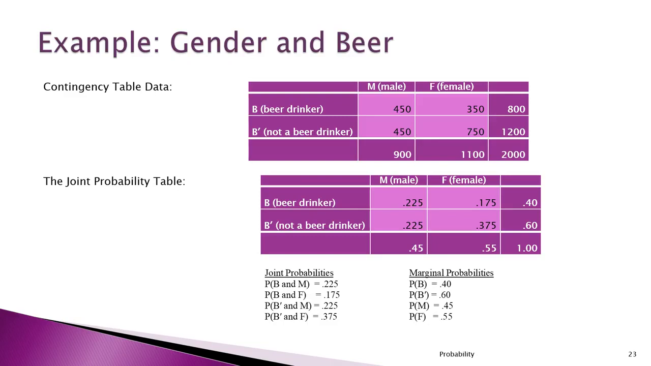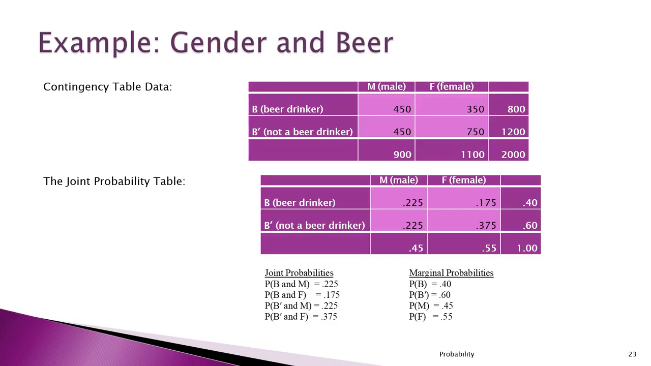We turn this into a joint probability table by dividing through by 2,000. There's 2,000 in the sample. And you see all the joint probabilities, they're all given. For example, the probability of being a male who drinks beer. Notice B and M is the same as M and B. A man who drinks beer, that probability would be 0.225. A female who drinks beer, that's 0.175. A man who doesn't drink beer, that's 0.225 also. And a female who doesn't drink beer is 0.375.